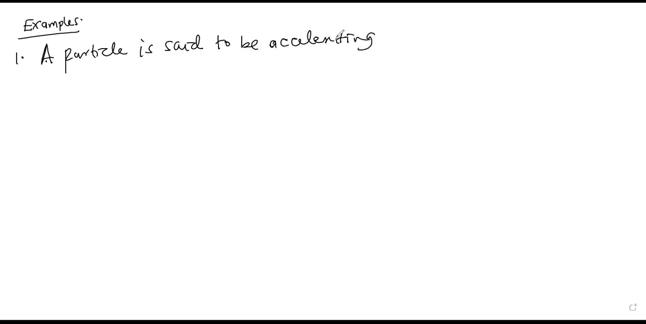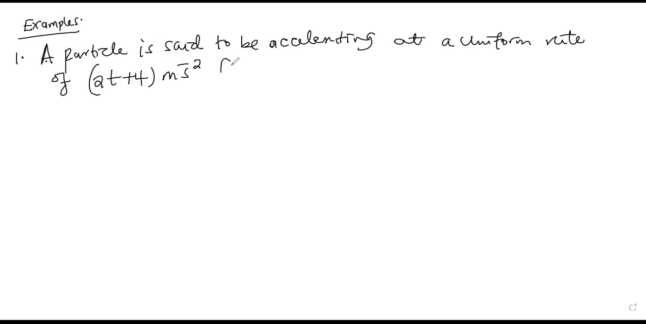Example number 1. A particle is said to be accelerating at a uniform rate of 2t plus 4 meters per second squared from rest at the origin.